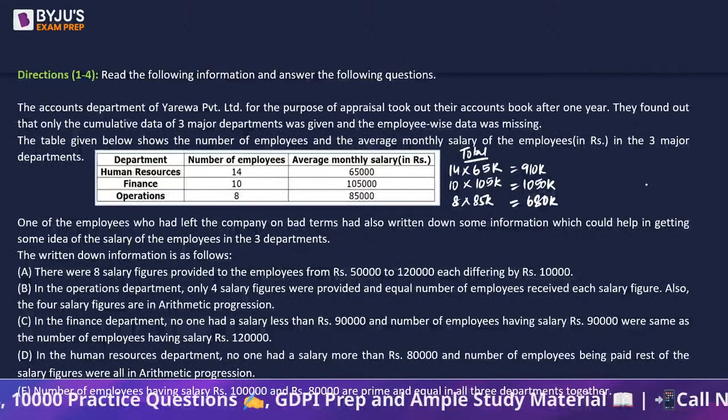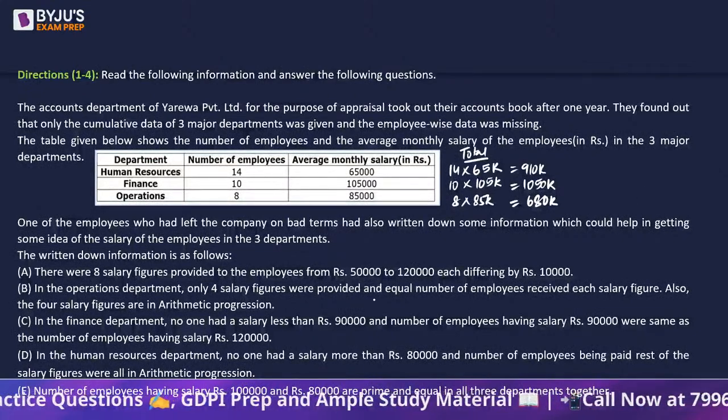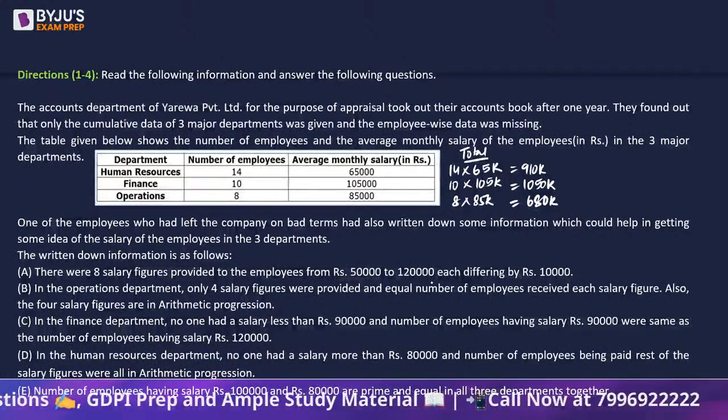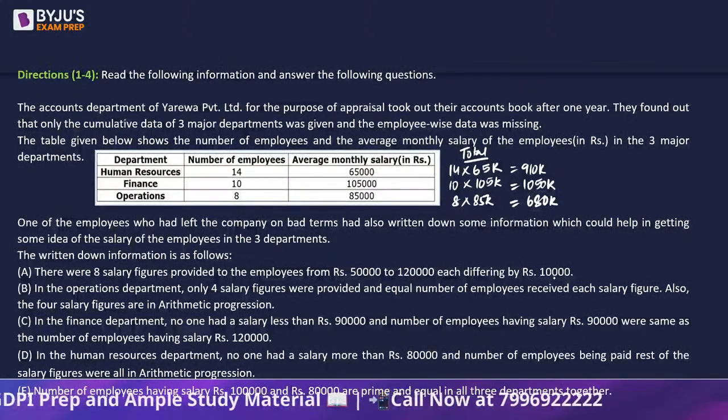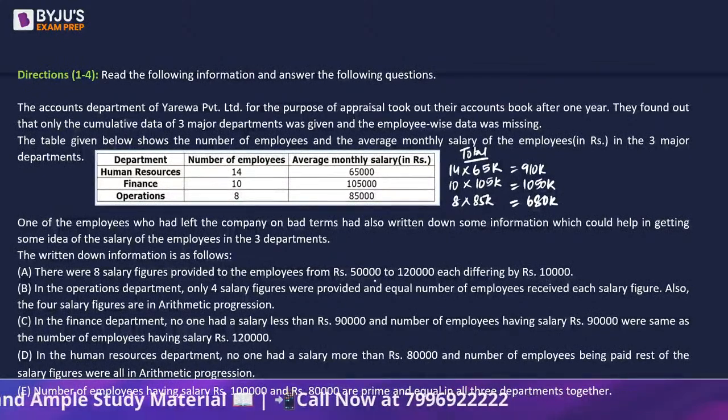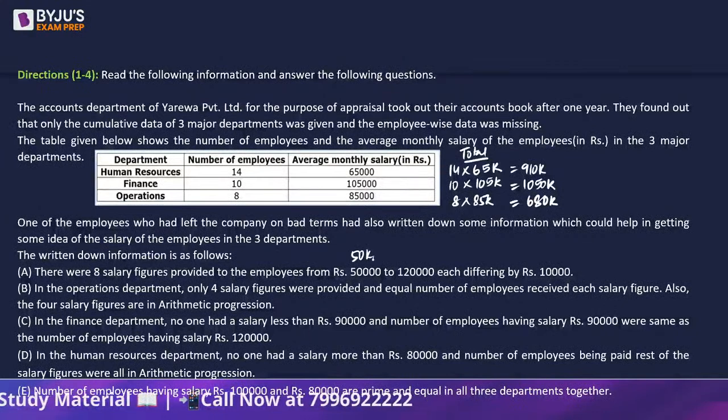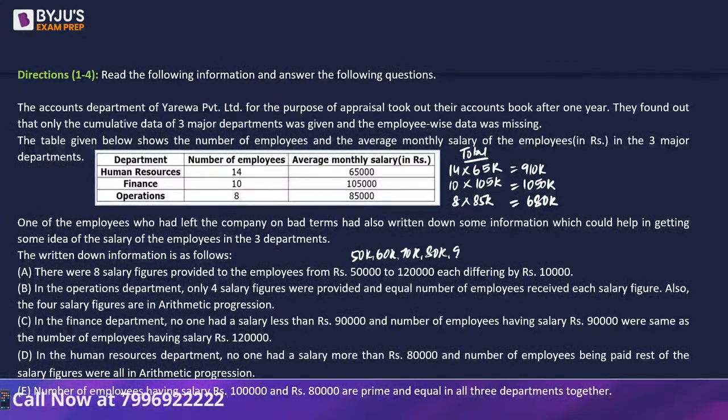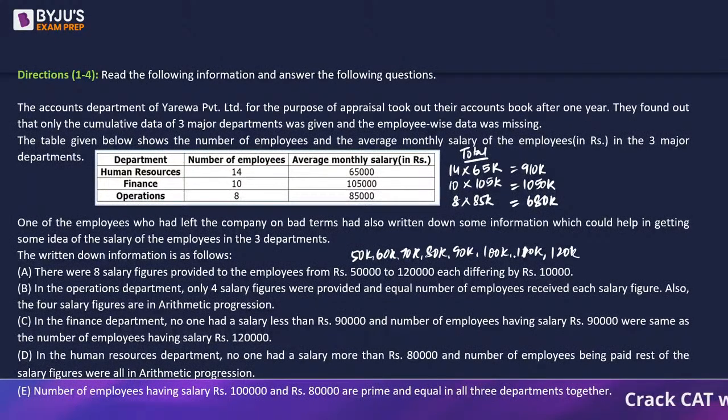There were 8 salary figures provided to the employees, from rupees 50,000 to 120,000, each differing by rupees 10,000. So 8 salary figures: 50,000, 60,000, 70,000, 80,000, 90,000, 100,000, 110,000 and 120,000. So we have a total of 8 salary figures for these employees, right?